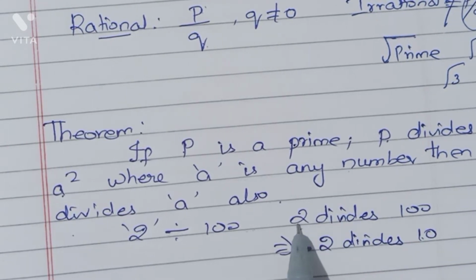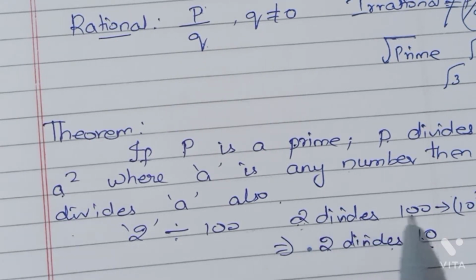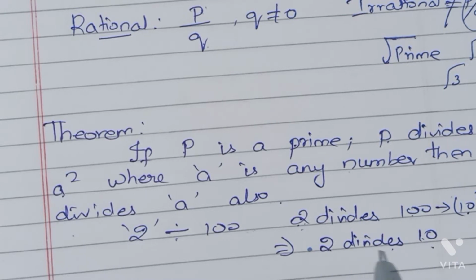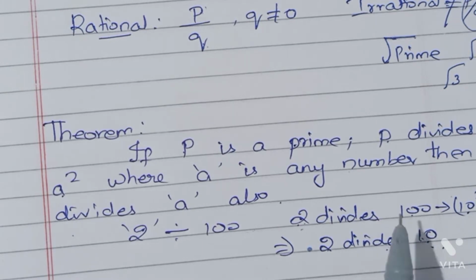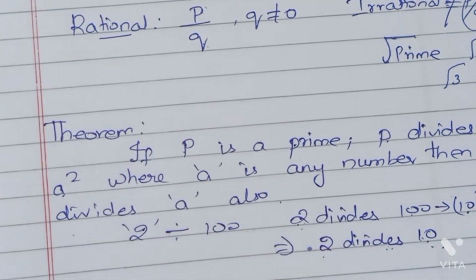So if p divides a square, then p divides a also. That is, I can write this 100 as 10 square. If p divides a square, then p divides a also, that is, p divides its square root, which is 10. Is it clear? If p divides a square, then p divides a. This is the meaning of the statement of this theorem.